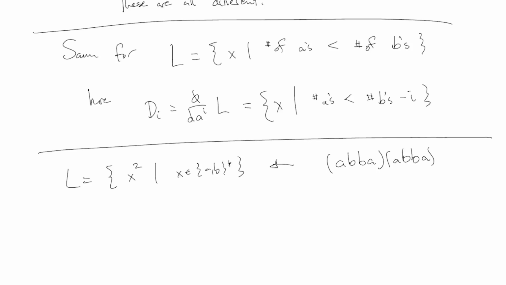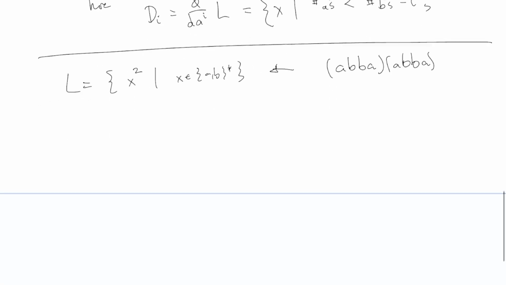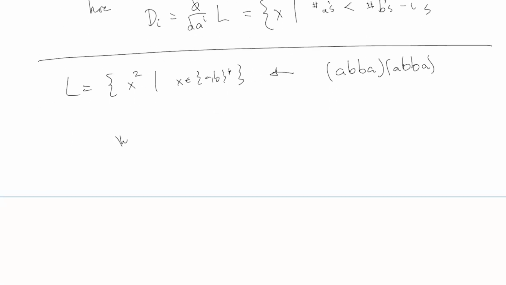Like we don't know if it starts with an A or a B or whatever, but we're just going to take derivatives with respect to A, and that will mean that we can assume that it starts with an A. So let's consider something like the derivative with respect to A to the I of this language L equals, maybe I'll do a little work on the side here to try and figure this out.